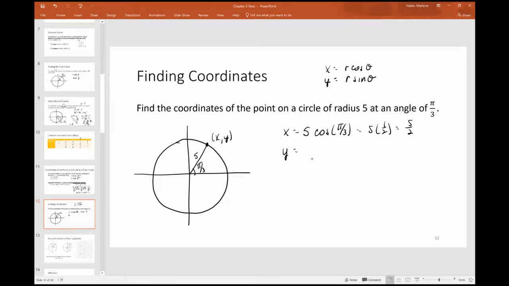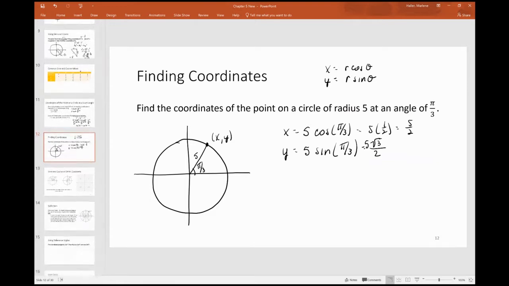Okay. That y coordinate is going to be 5 times the sine of pi over 3, which, using the definition, would be the square root of 3 over 2. It's that ratio there. Times 5. So 5 square roots of 3 over 2.